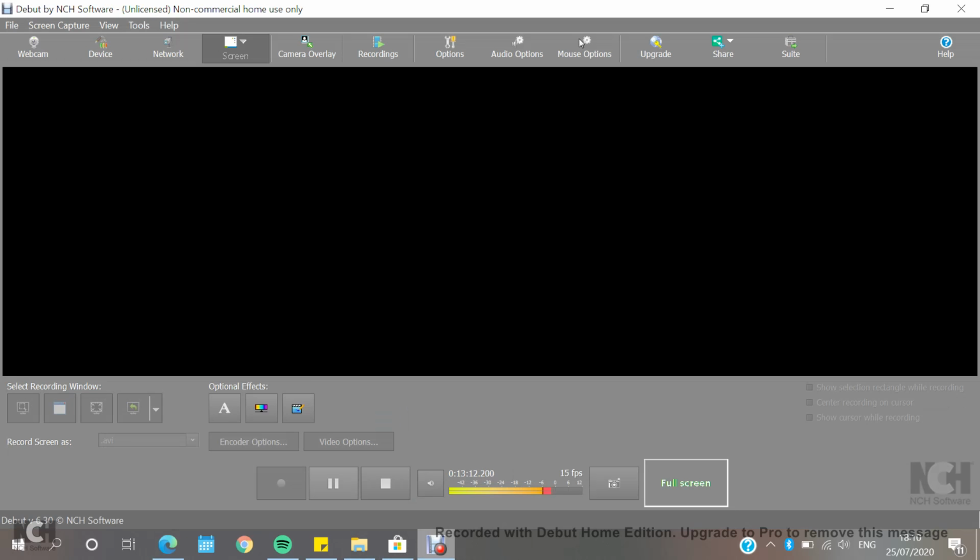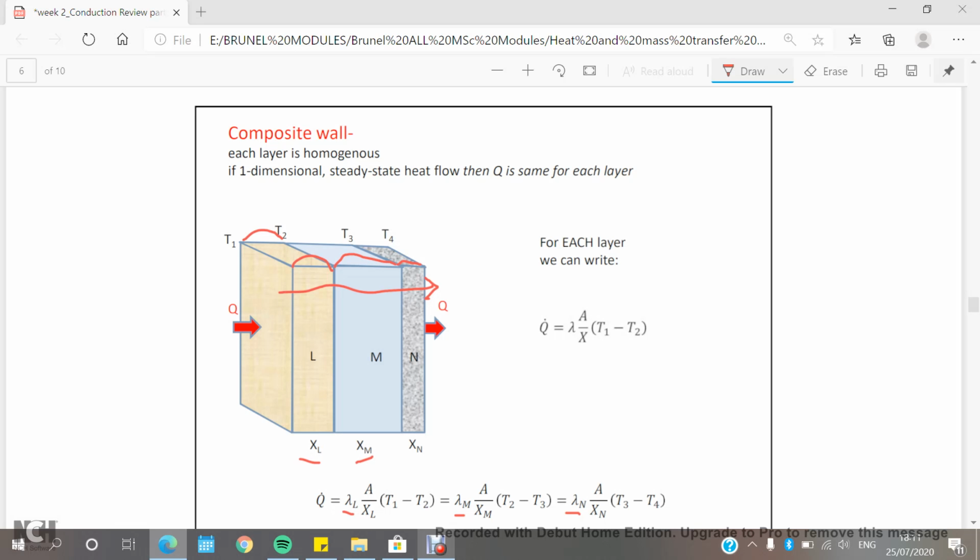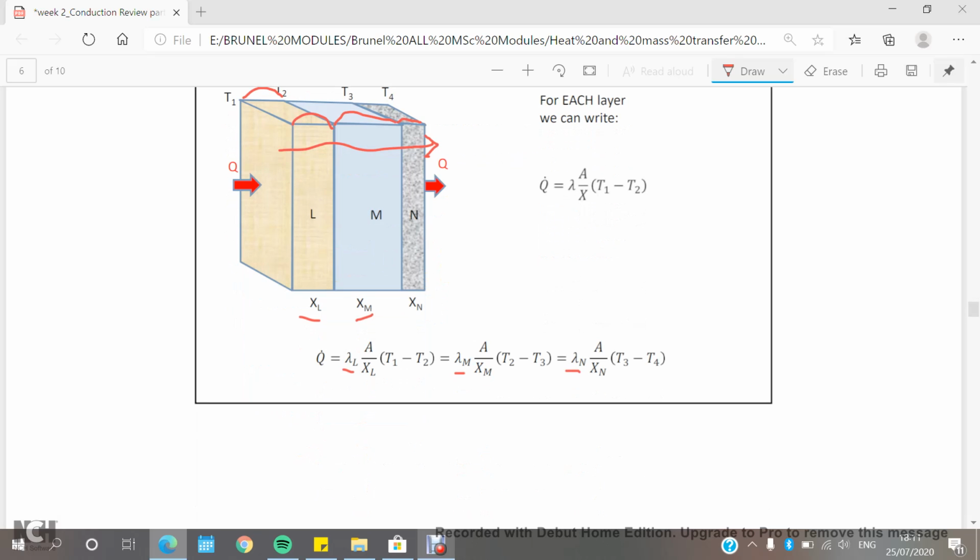This is the first thing. The second thing, we can say that the temperature difference over the second layer will be T2 minus T3, and the heat transfer rate will be equal to this temperature difference times the surface area of the second layer divided by the thickness of the second layer times the thermal conductivity of the second layer. We will do the same thing for the third layer.